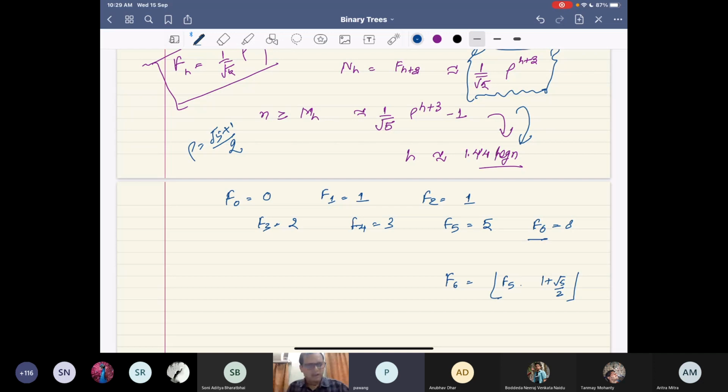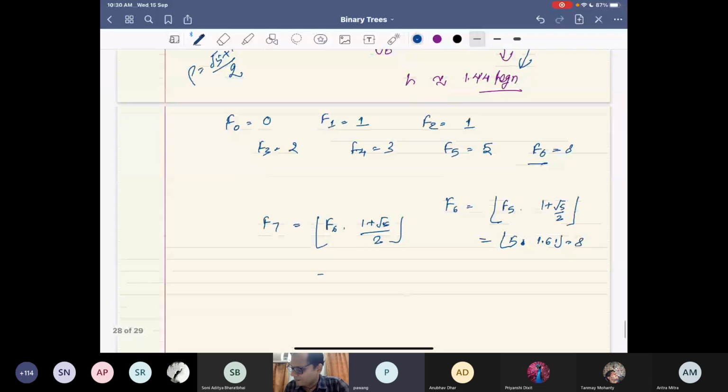Okay, and like that you can find out F7. So what will this be? This is 5 times 1 plus root 5 by 2, which is 1 plus 2.2 divided by 2, something like 1.61. You take a floor, you get 8, and that is exactly what F6 is. And using this formula, F7 will be F6 times 1 plus root 5 by 2, floored.